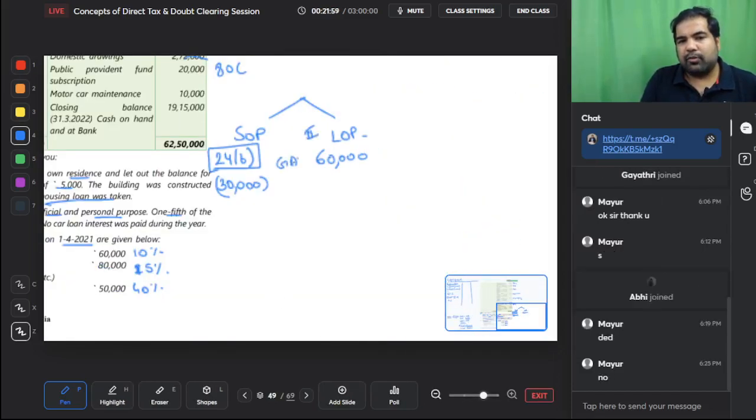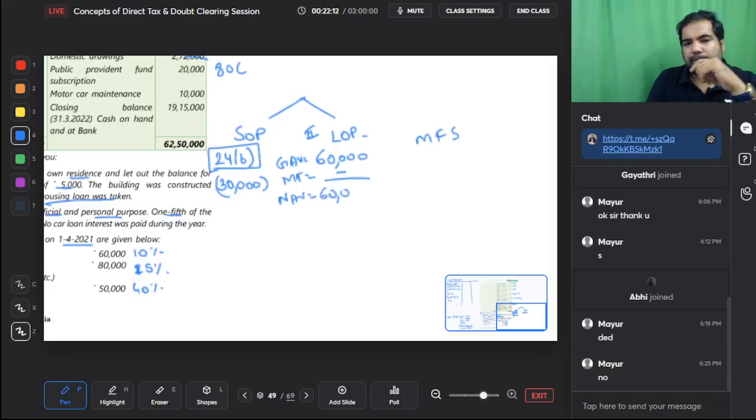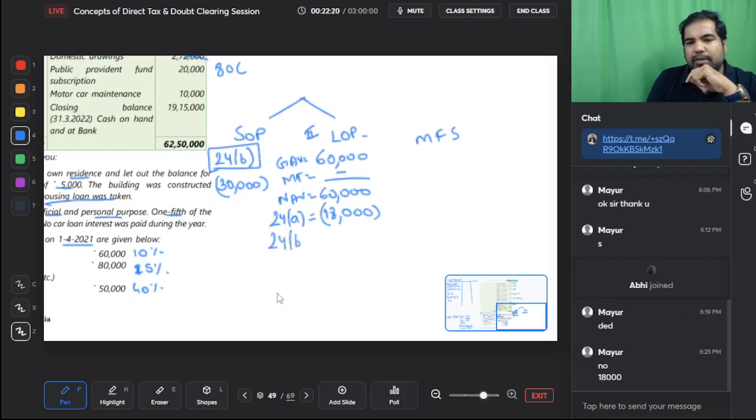The GAV is 60,000. The absence of municipality figures the standard. We will take this as a GAV. Less any municipal taxes, there are none. So your NAV is 60,000. Your 24A is 30% of this ad hoc, that is 18,000, and 24B is half of the total, that is 44,000. No limitation, yes, no limitation.